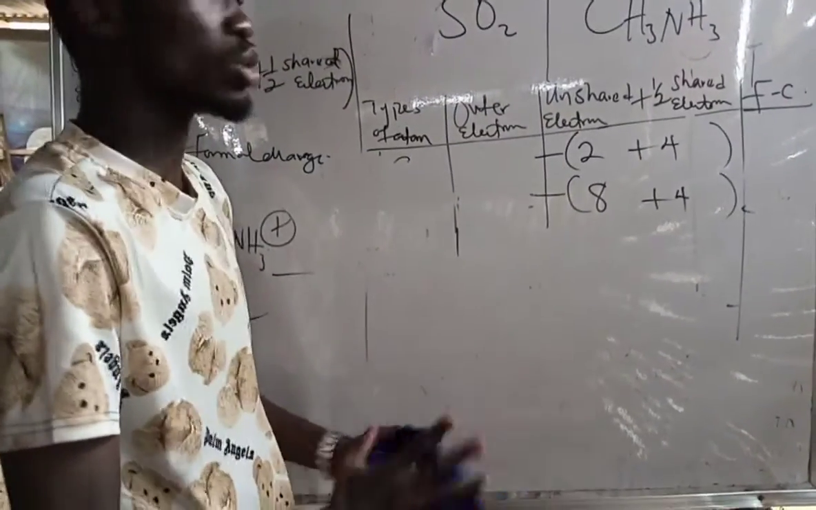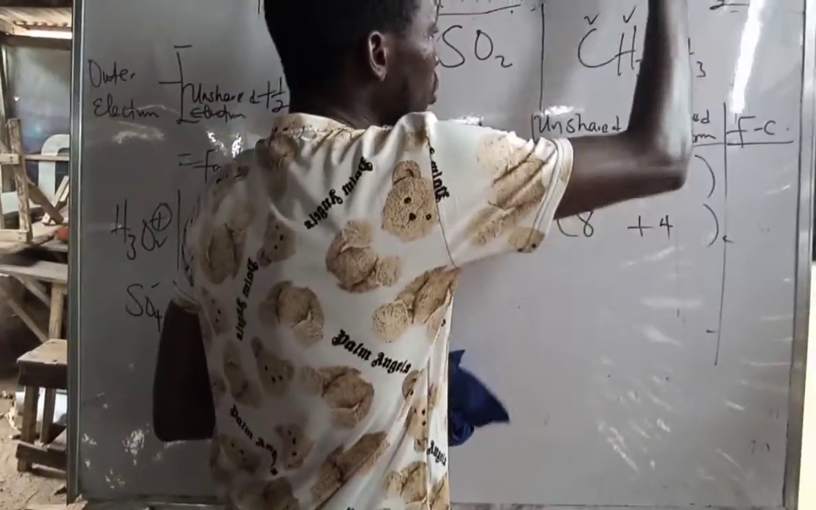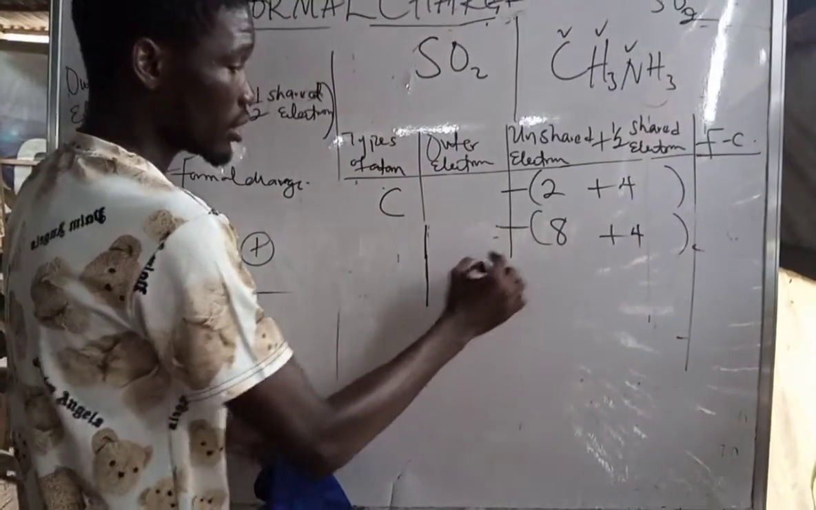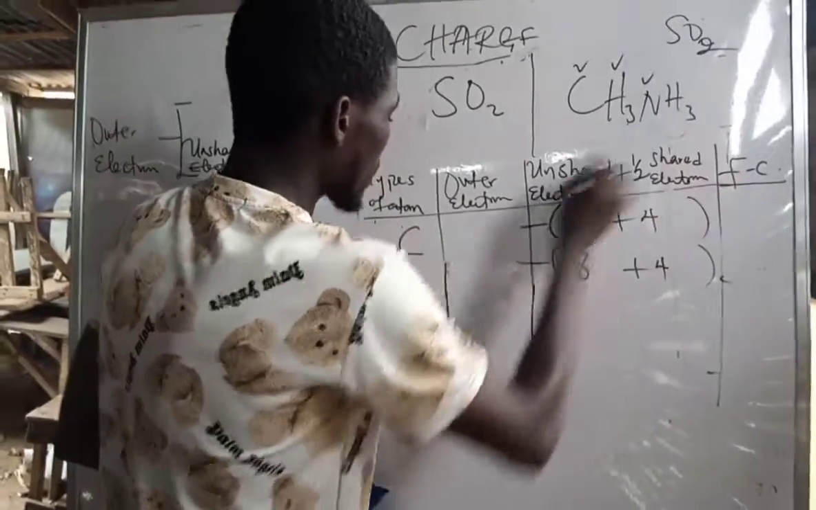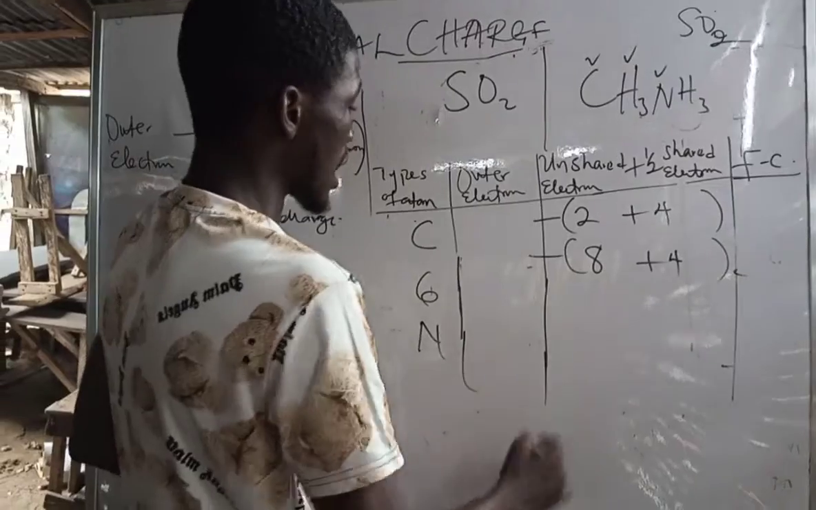So the first thing I'm going to do is identify the types of atoms there. The first one I can identify is what? I have carbon, I have hydrogen, I have what? Nitrogen. So carbon is what? We have carbon here. Are you with me? The next one is what? Hydrogen is 6. 3 plus 3 we have what? Here 6. My nitrogen is what? 1. So you can see it now.